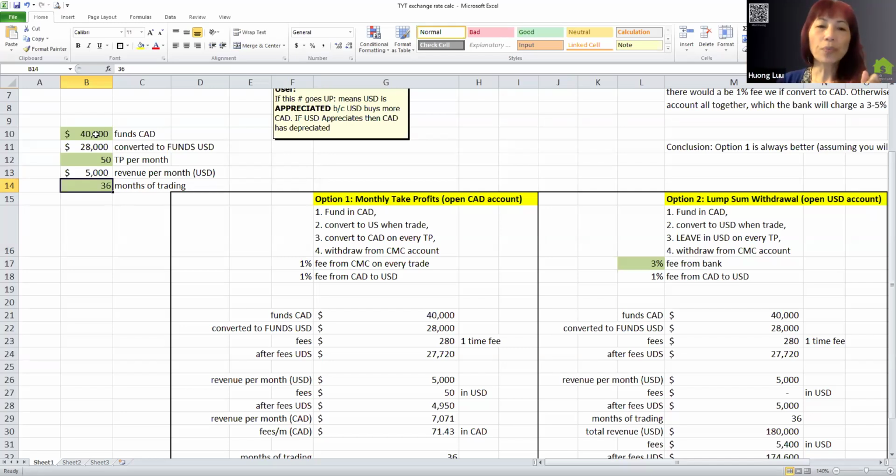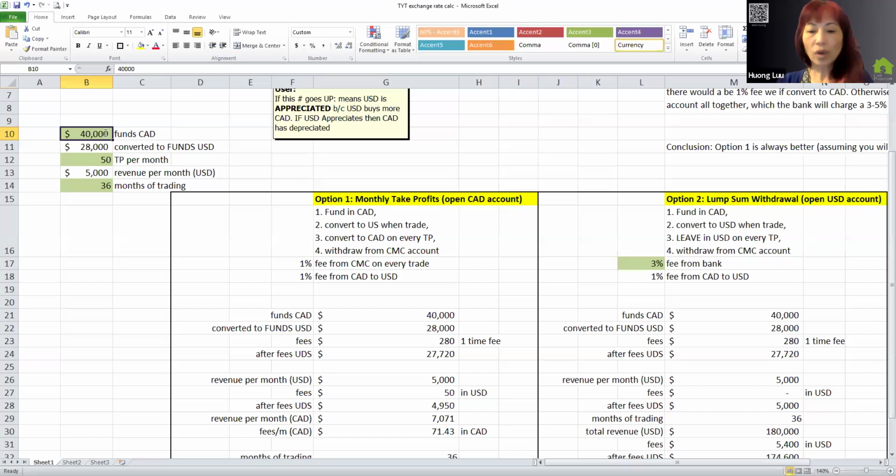Okay, so the green cells are the items that you can adjust. So if you wanted to start with more Canadian dollars, one of the things that this program I'm taking is suggesting is to start with 100,000 US. So 100,000 US would roughly be about 140,000 Canadian. Okay, so if I had 140,000 Canadian, I could put that into the trading account, get roughly about 98,000 US, and that would be the starting trading balance that I would have.